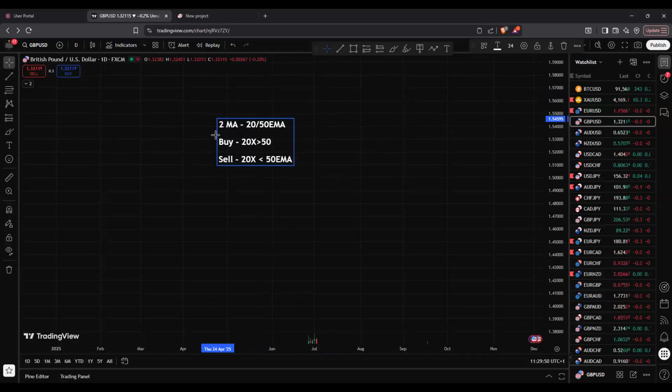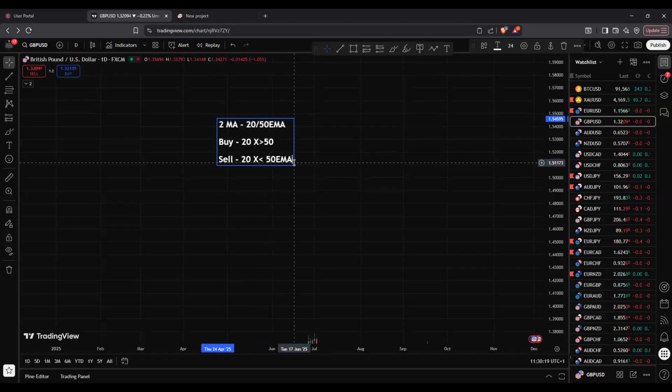So what we're saying here is we're going to be telling our bots to look at these two MAs, that's the 20 and the 50 exponential moving averages. You can use simple moving average or linear weighted. I don't really care what you want to use, but this is just what we're going to use for this example. So we're going to look for a buy signal when the 20 crosses above the 50. We're going to look for sell signals when the 20 crosses below the 50.